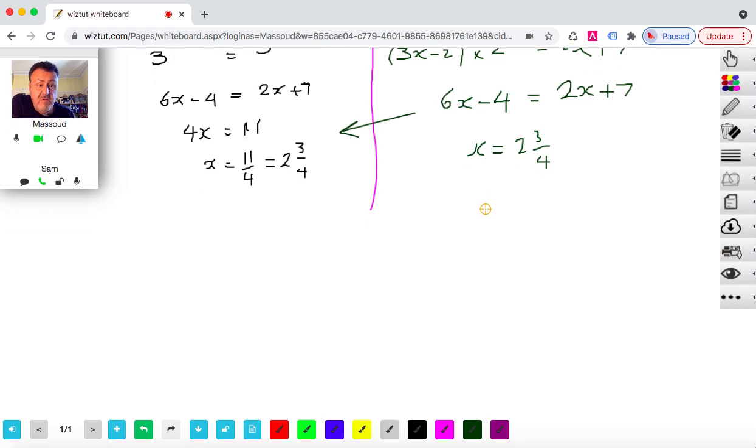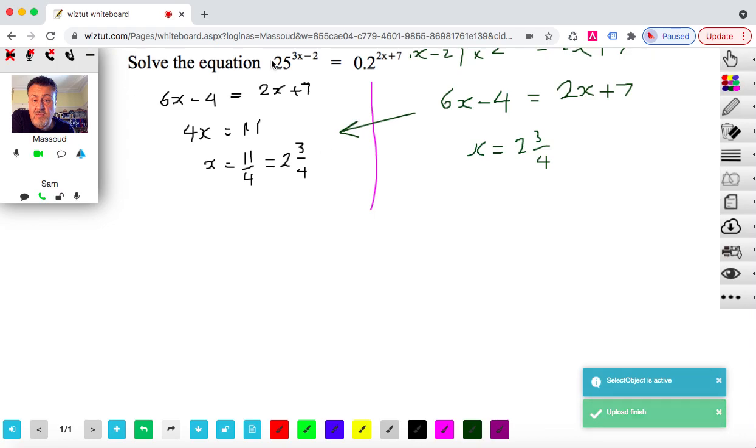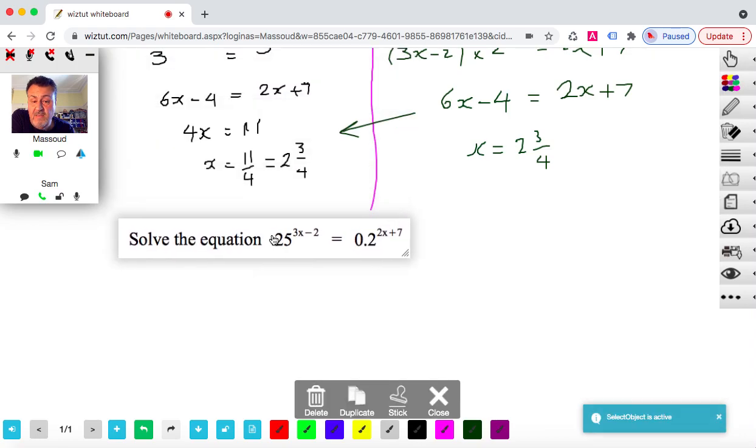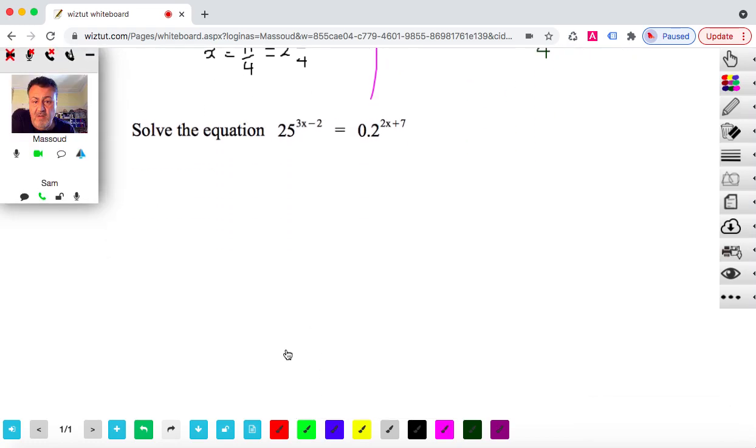Numbers could be not straightforward numbers. We can still deal with that. So that's another situation. On the surface of it, it may not be apparent that they can be written as a single base, but it can. And 25 is 5 squared. So it's 5 squared to the power of 3x minus 2.